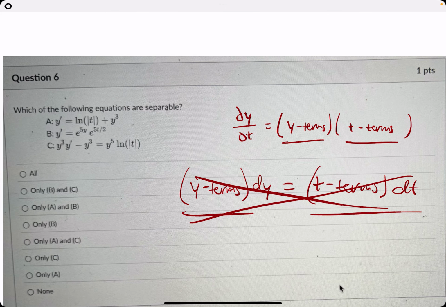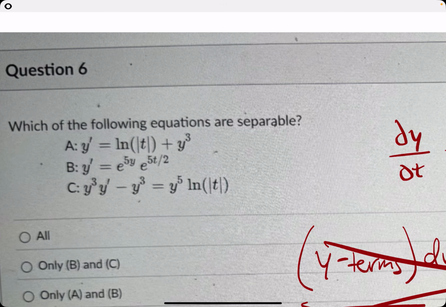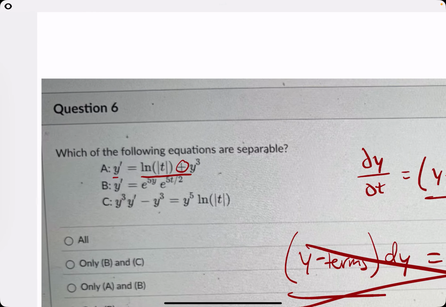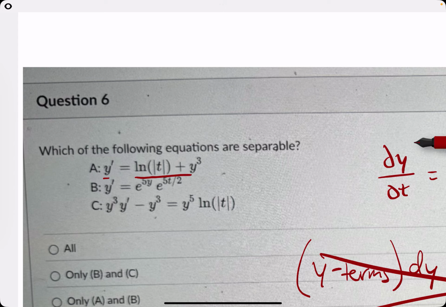So what I mean is, when you look at A, we have y prime by itself, but on the right side, we have t terms and y terms separated, but they're being added together and not multiplied. So right away, there's no way we could separate these variables, because we can't just subtract the y over, because then we'd have to multiply by dt. It would mess everything up. So A is not separable, mainly because of the addition.